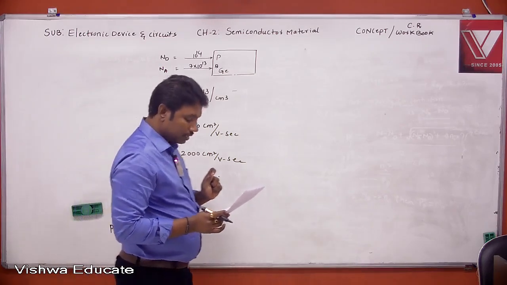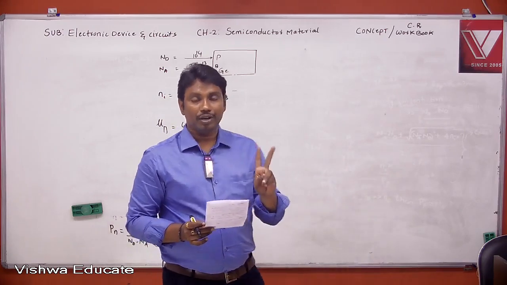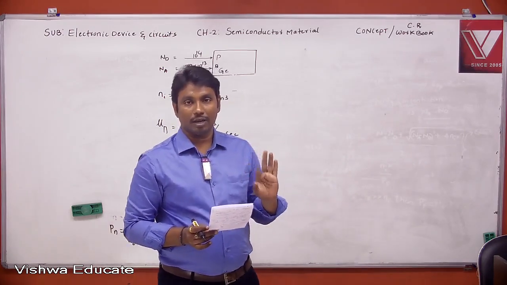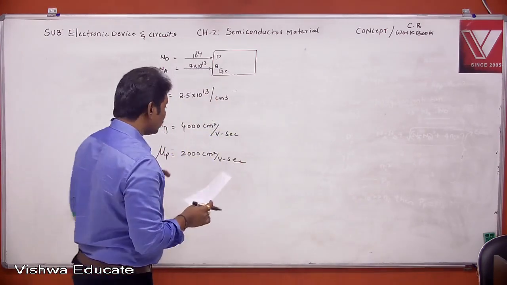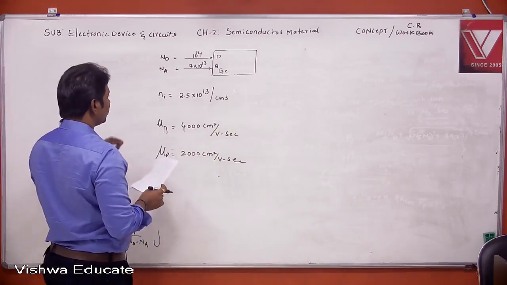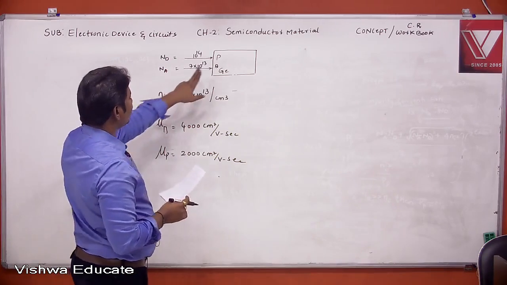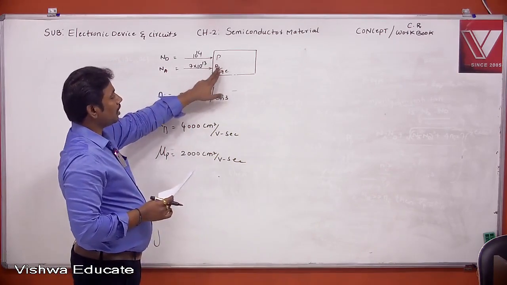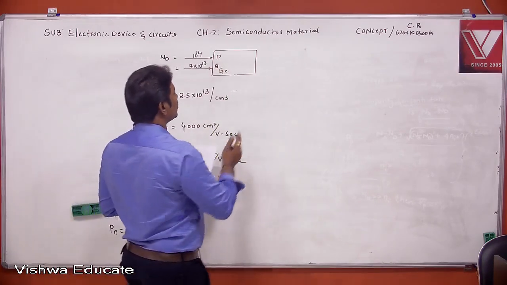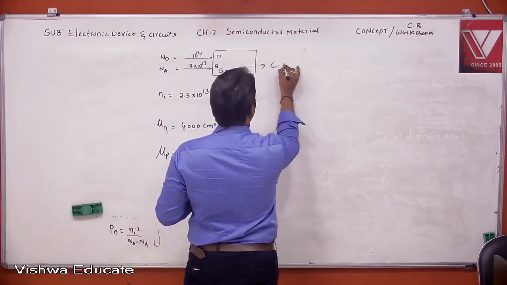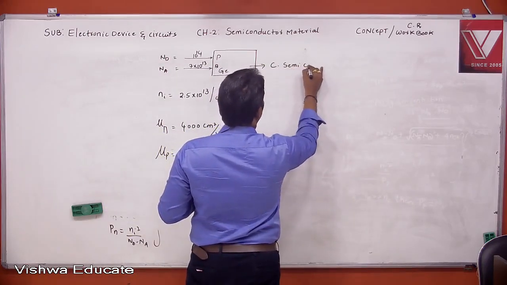See, for calculation of carrier concentration, we have two formulas, exact formula and approximate formula, right? Here, which formula is suitable? So here, before calculation of carrier concentration, actually see this. Here the semiconductor is doped with both pentavalent as well as trivalent. That means what it is? It is a compensated semiconductor. Compensated semiconductor it is.